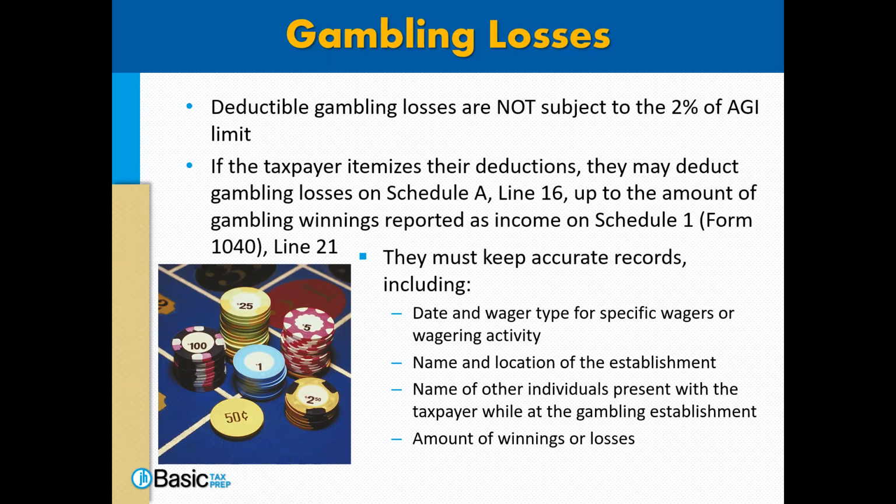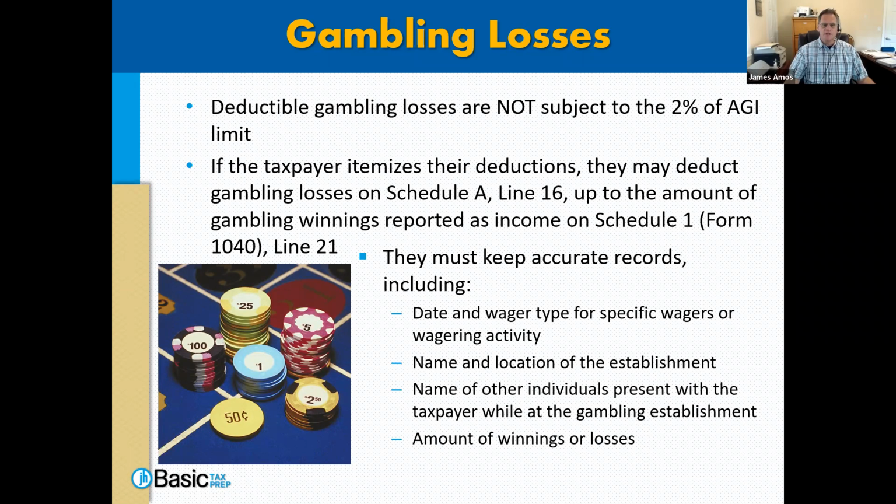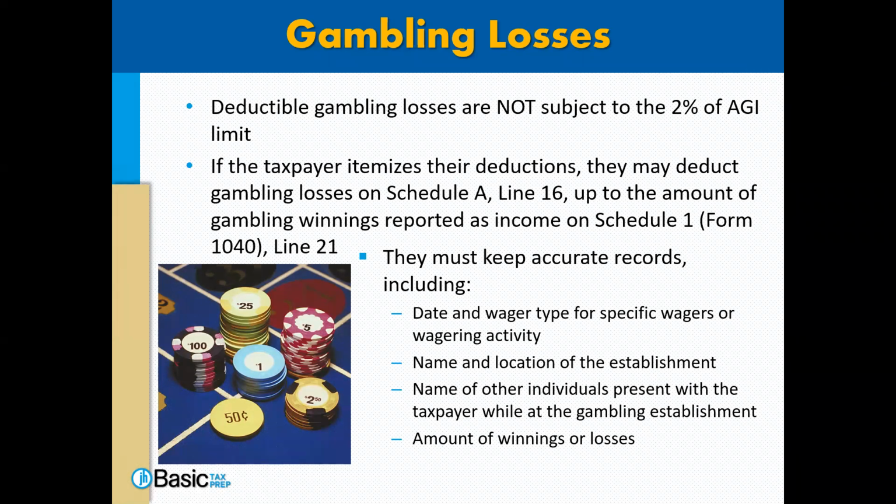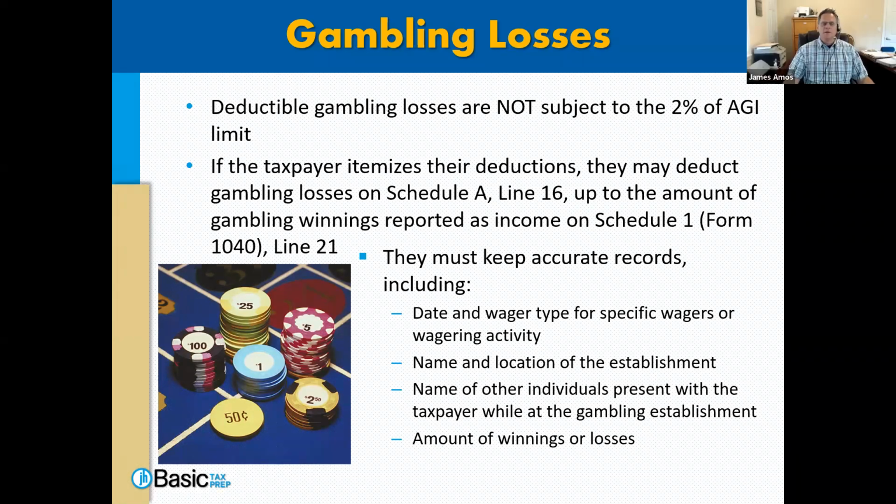I want to make sure I said this right, so I'm going to re-say it. $5,000 in losses, $2,000 in winnings. That's what I meant to say. Oh, $2,000. What if you had $6,000 in winnings and $1,000 in losses? How much can you deduct?